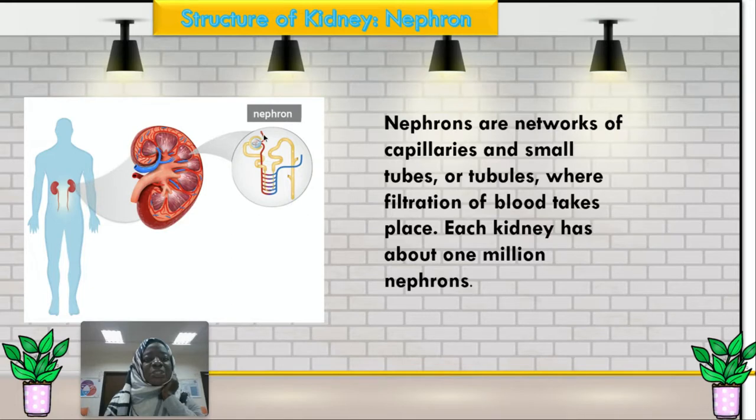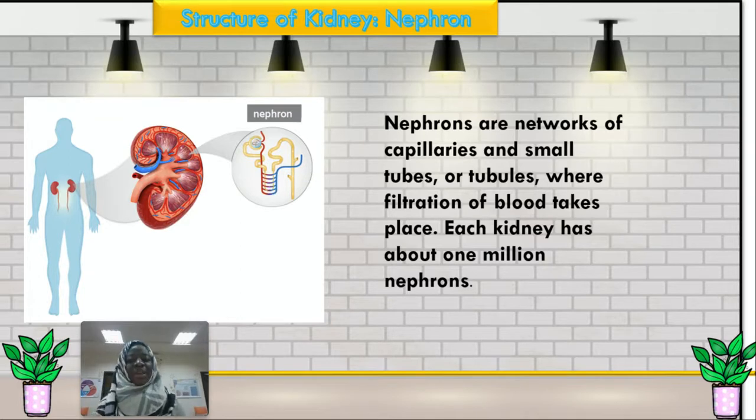So if you look at this picture here, this is a nephron. Here are the capillaries, which are very small blood vessels that allow fluids and nutrients to pass through. And here you have tubules, which are small tubes. So the capillaries are red and blue, whereas the tubules are yellow in color.